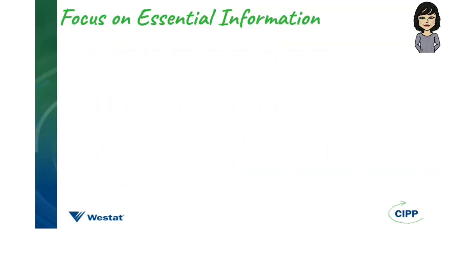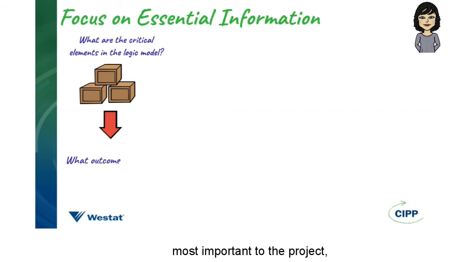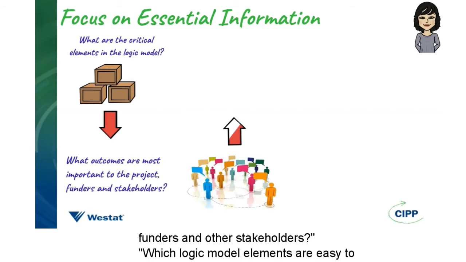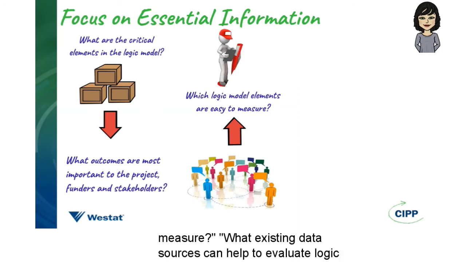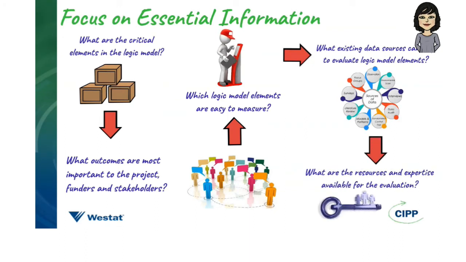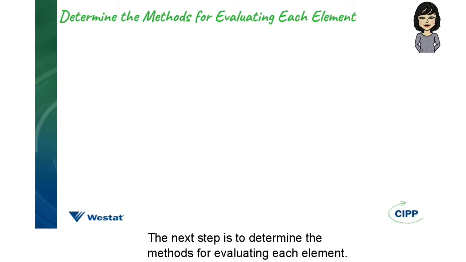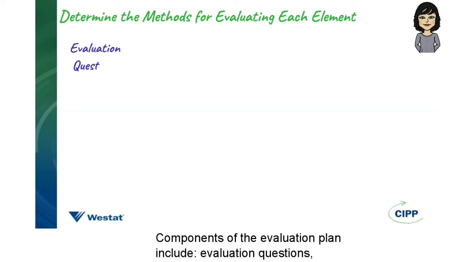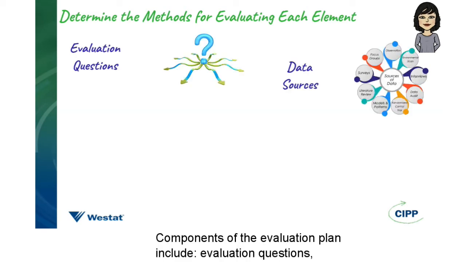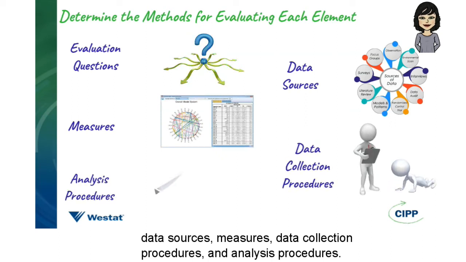Ask these questions. What are the most critical elements of the logic model? Which outcomes are most important to the project, funders, and other stakeholders? Which logic model elements are easy to measure? What existing data sources can help to evaluate logic model elements? What are the resources and expertise available for the evaluation? The next step is to determine the methods for evaluating each element. Components of the evaluation plan include evaluation questions, data sources, measures, data collection procedures, and analysis procedures.